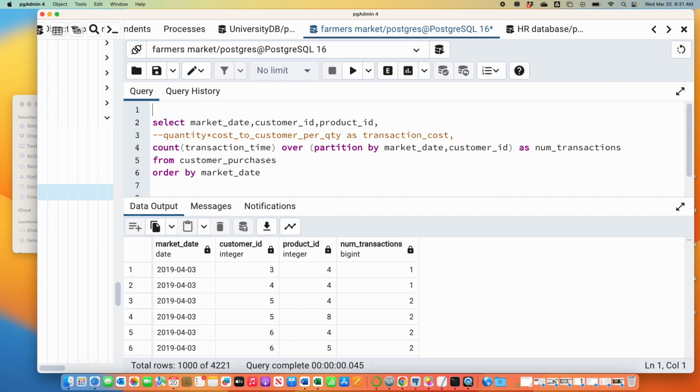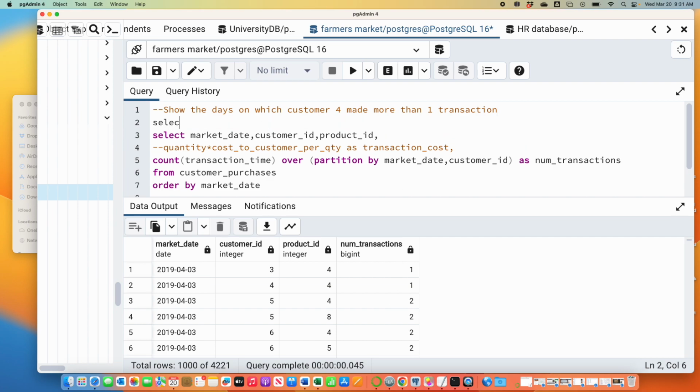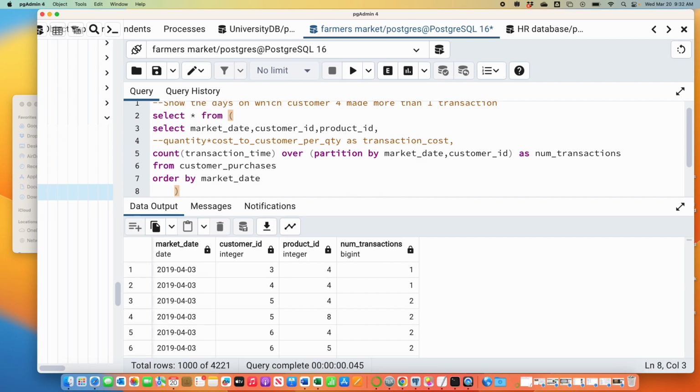Okay, let me ask you this. How would you answer a question like this? Write a query to show the days on which customer 4 made more than 1 transaction. So this table here has a bunch of information about all the customers, right? I only care about customer 4 now, and I only want to see where they made more than 1 transaction. How would you do something like that? Like a subquery? Yeah. Where customer ID equals 4 and num transactions is greater than 1.